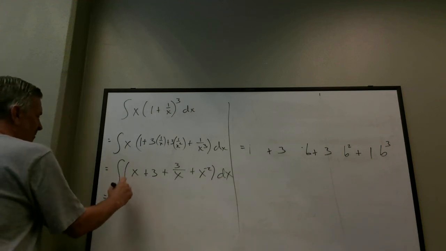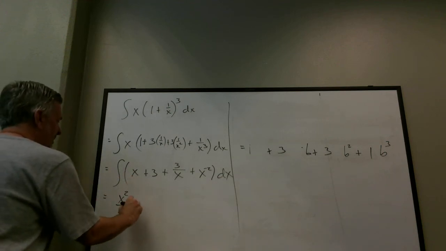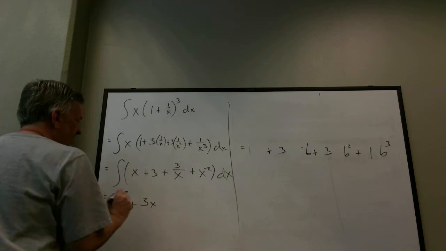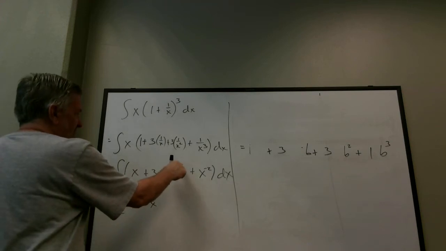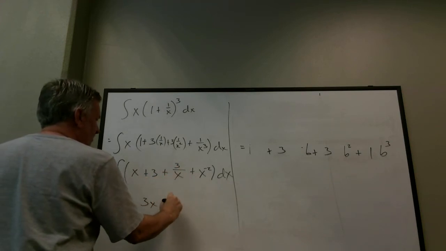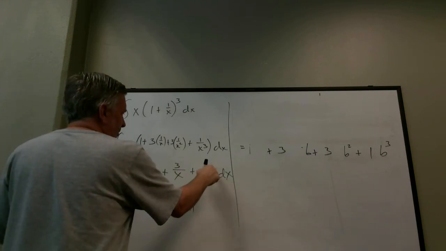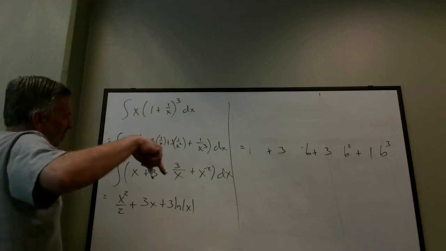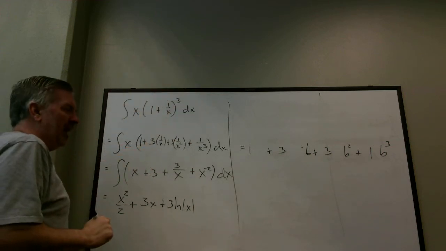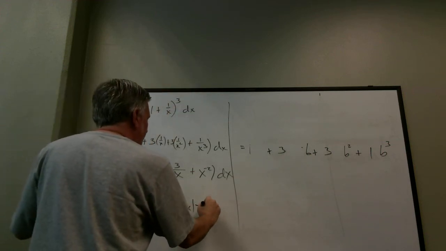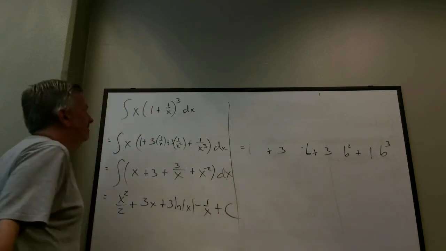So let's just integrate. The integral of x is x squared over 2. Integral of 3 is 3x. This is 3 times 1 over x. That integral is 3 natural log absolute value of x. And the integral of x to the minus 2, add 1 to the power, divide by the power, you get x to the minus 1 over minus 1, which is minus 1 over x. There we go.